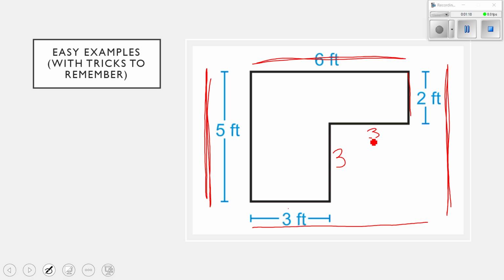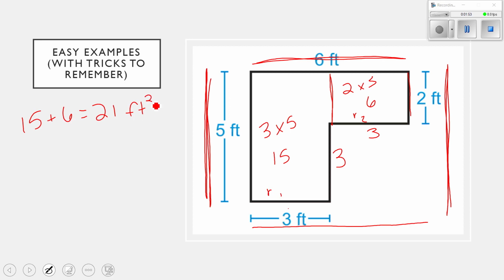And now what's up to you is how you're going to break down this shape. Do you want to break it down into one long rectangle and a smaller one? What do you want it to look like? I'm going to do the first example like this, and I'm going to call this rectangle 1 and rectangle 2. Rectangle 1 is 3 by 5, so the area would be 15. Rectangle 2 is 2 by 3, so the area would be 6. And because composite area means we can add these two areas together, we just do 15 plus 6, and we get 21, and then our unit would be feet squared because it's area.